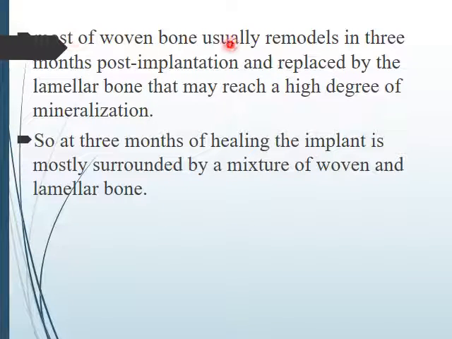Most of the woven bone is usually remodeled within 3 months post-implantation and replaced by lamellar bone that may reach a high degree of mineralization. So at 3 months of healing, the implant is mostly surrounded by a mixture of woven and lamellar bone.